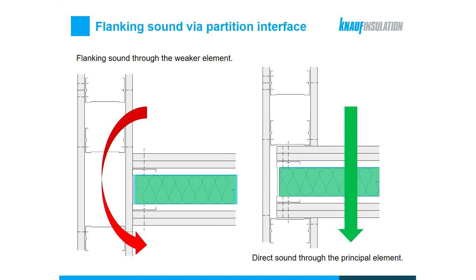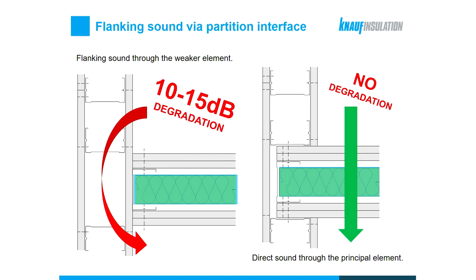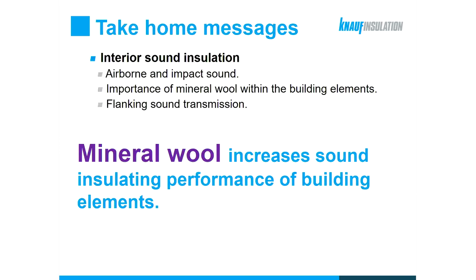So in such an example, we could expect a 10 to 15 dB reduction in sound insulation from the expected laboratory value, compared to the example on the right side, where we have no degradation because the principal wall element was not interrupted. So we could go on with similar cases from the practice, but for the moment let's close this chapter and repeat the important messages.